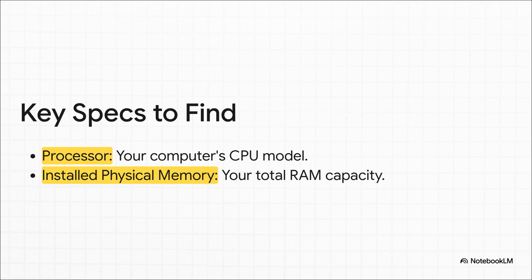Look for the line that says processor. That's your computer's brain, the CPU. Then find installed physical memory. That's your RAM. That tells you exactly how much workbench space your system has to play with.